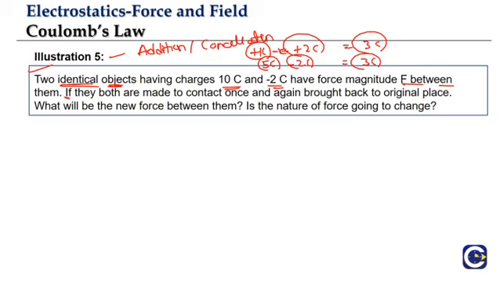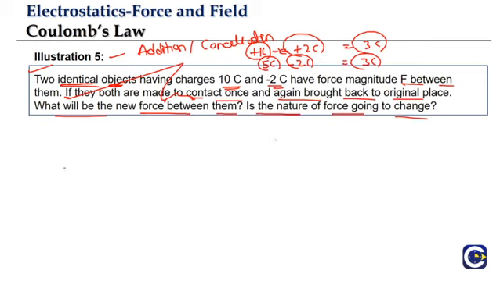If these two objects are made to just contact once and again brought back to the original place, what will be the new force between them? So we need to find what is the new force between them. And also we need to comment, is the nature of force going to change?